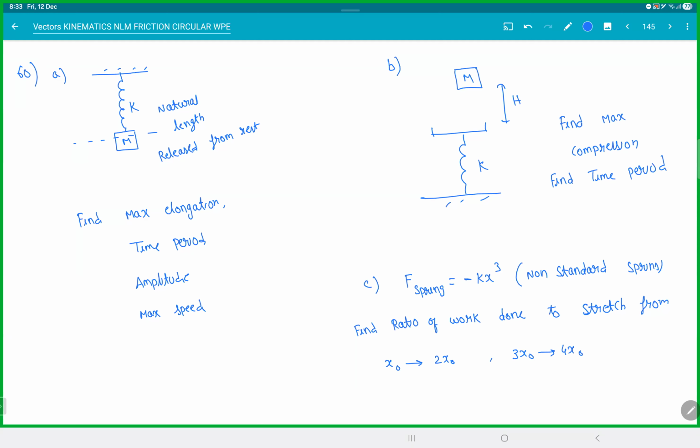Third one, if the force due to a spring is minus k x cube, it's a non-standard spring. Find the ratio of work done to stretch from x0 to 2x0 and 3x0 to 4x0. So you can't use half k x square.